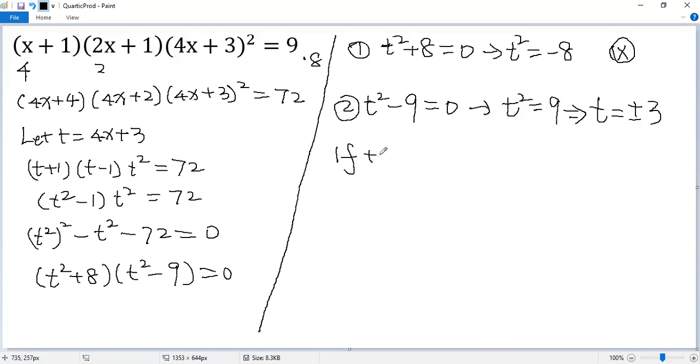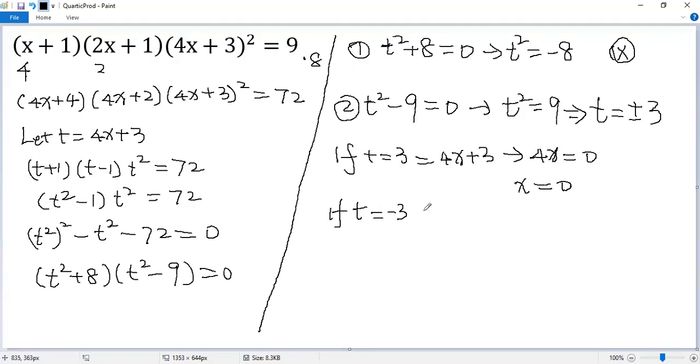If t equals 3, we know t equals 4x plus 3, so we get 4x equals 0, so x equals 0. If t equals negative 3, again t equals 4x plus 3, then we get 4x equals negative 6. So x equals negative 6 over 4. Simplify it, and we get negative 3 over 2.